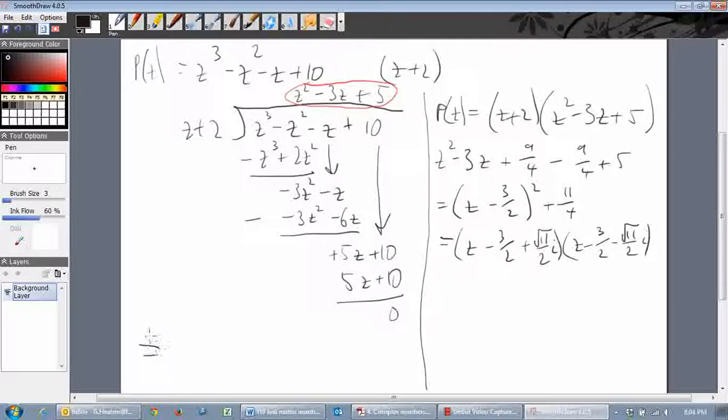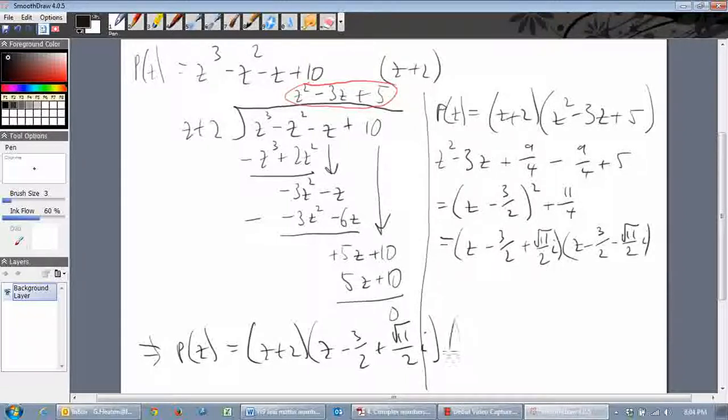And so therefore the finished factorisation P(Z) is equal to (Z plus 2)(Z minus 3 over 2 plus root 11 over 2i)(Z minus 3 over 2 minus root 11 over 2i). That's an i there, sorry. And there's your factorisation. Okay, what I might do, because it's going to be a long-ish video, is I'll stop there. So that's the full factorisation. If it asks for you to factorise, that's what you need to write it as.